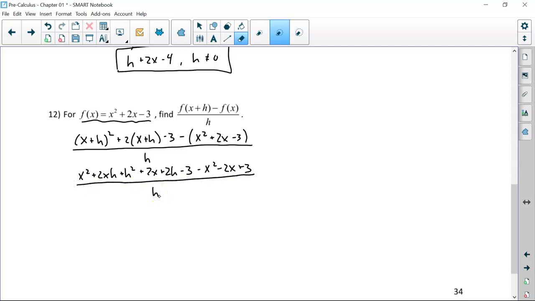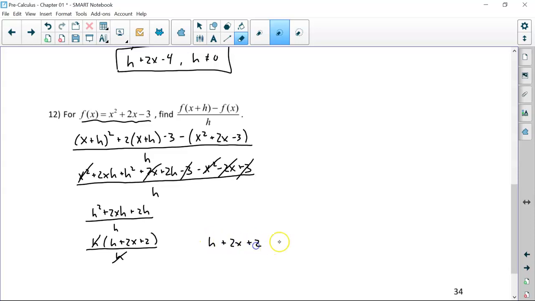Now we combine our like terms. The x squareds cancel, the positive 2x and the negative 2x cancel, and the negative 3 and the positive 3 cancel. So we're left with h squared plus 2xh plus 2h all divided by h. So just like in the previous problem, we can factor out the h times the quantity of h plus 2x plus 2, divided by h. The h's cancel, so we're left with h plus 2x plus 2, and keep in mind that h can still not equal 0. There is our difference quotient.